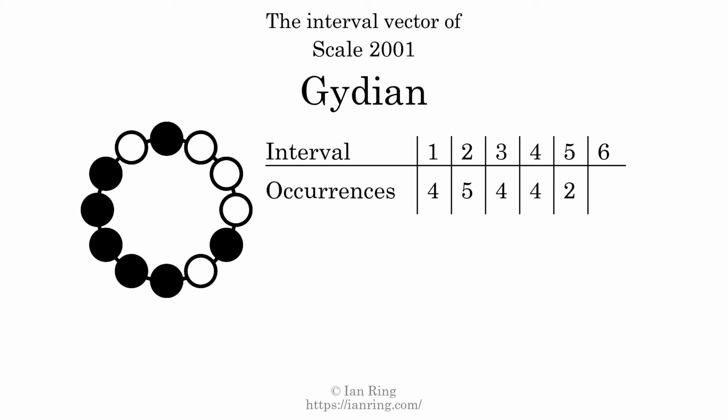There are 2 intervals with the size of 5 semitones. They are here, and here. There are 2 intervals with the size of 6 semitones. They are here, and here. Each interval does not appear in this scale a unique number of times, so this is not a deep scale.